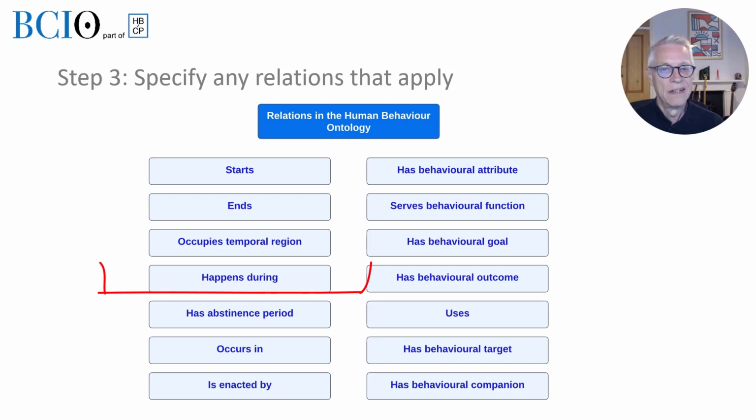Happens during is a bit different. This tells you over what period of time the behaviour is occurring. For example, tobacco use over a 6-month period. So the tobacco use is not taking place all the time during that period, but it's taking place on at least one or more occasions during it. And you'll see that there are lots of other options for describing behaviours in terms of how they relate to other entities.